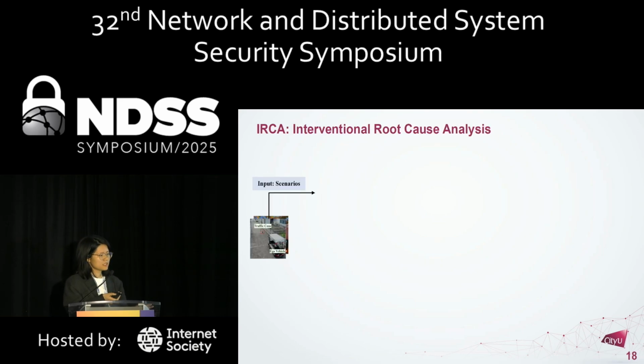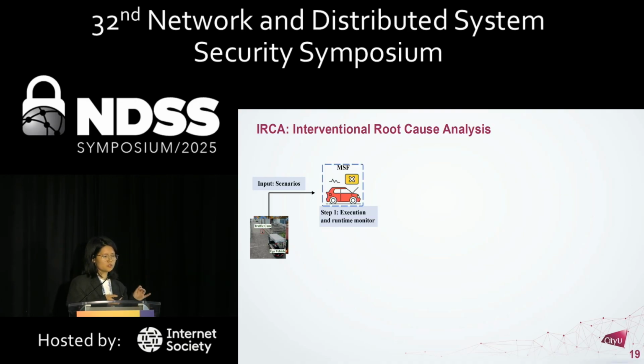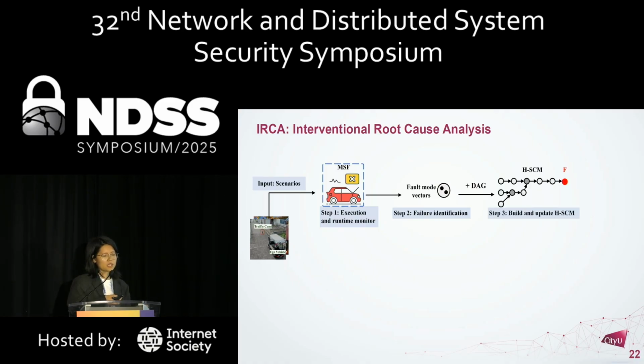So let's look at how it works step by step. It begins by monitoring modules during runtime, and then the abnormal modules are labeled as potential causal modules, and they are represented with fault mode vectors. Once we know which modules might be faulty, we can build a hierarchical causal model with a directed acyclic graph from the perception system.